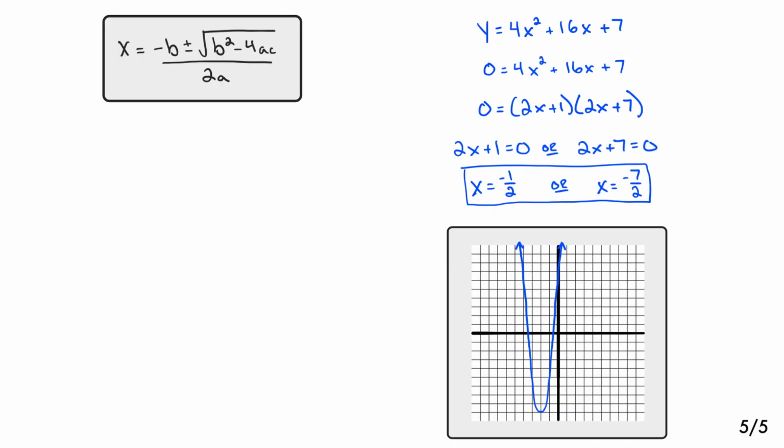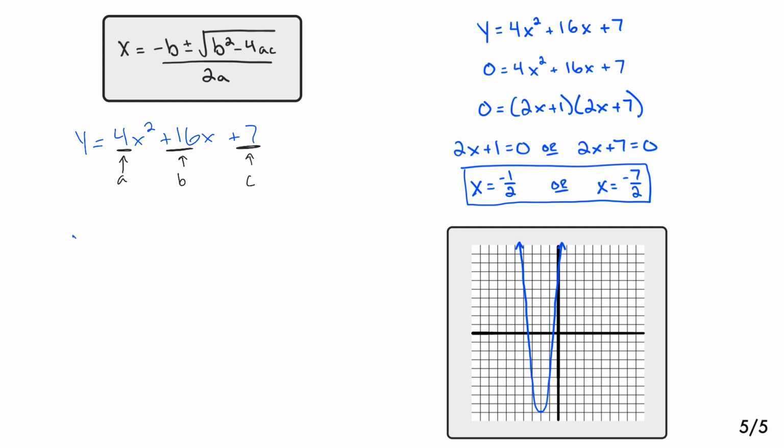This is the second problem that I did on the very first slide with information on it. I already have the answers of -1/2 and -7/2. Notice the answers are fractions. The quadratic formula can also find fractional answers. Once again, the equation is y equals 4x squared plus 16x plus 7. So my a value is the 4, my b value is the positive 16, and my c value is positive 7.